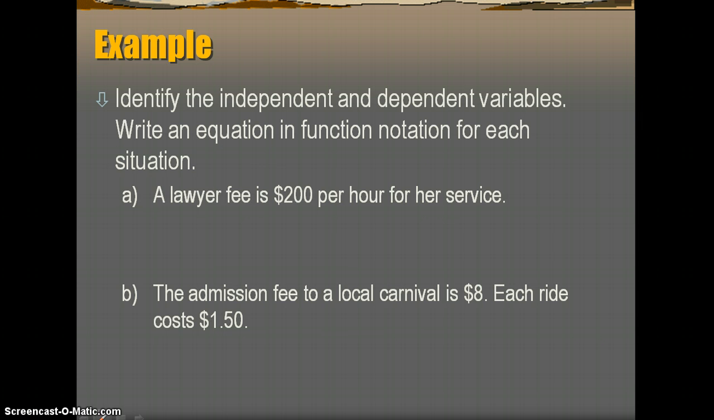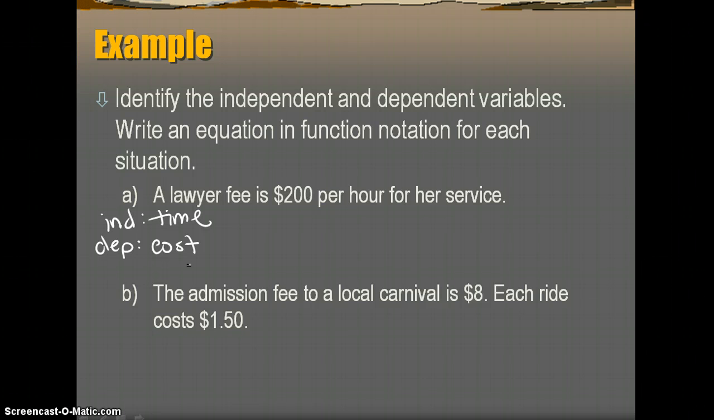So A says a lawyer's fee is $200 per hour for her service. Therefore, based on the way that it is explained, the independent variable would be the time, and the dependent variable would be the cost. The way that I know this is the case is because it's talking about $200 per hour. That tells you that for every hour of service, you're going to have to pay her $200. So if you need to have her as a lawyer for 2 hours, you're going to pay $400.